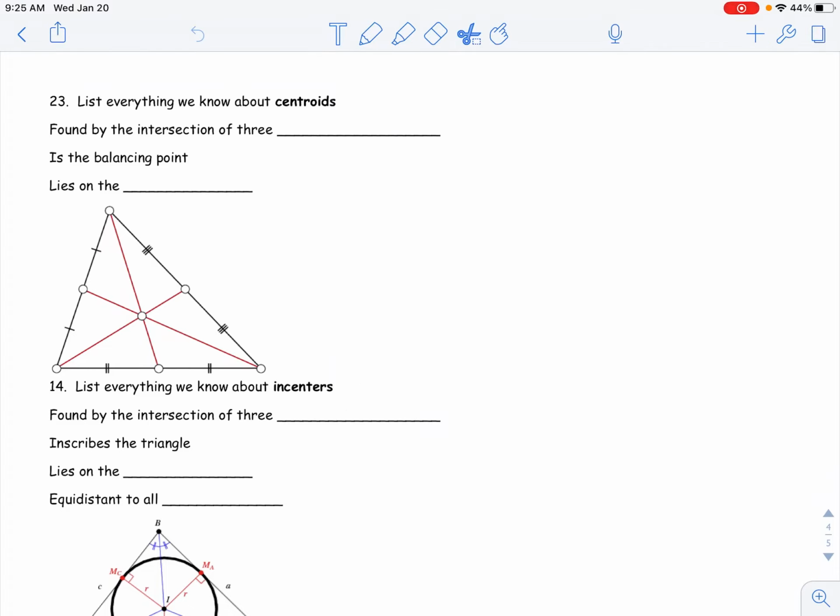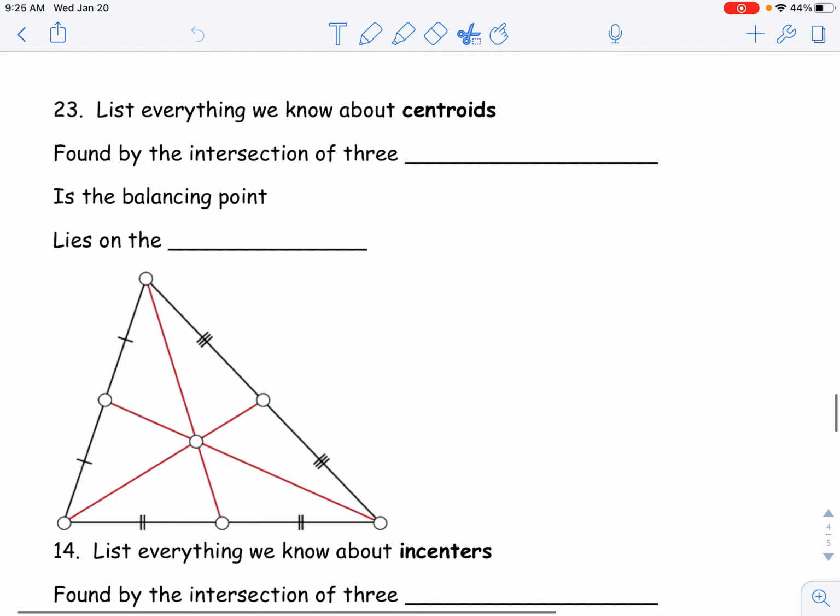All right, students, so now we're going to list everything we know about centroids. So now we're going to be talking about centers of a triangle. We have three centers to be focused on. And the centroid, remember, it is the balancing point, all right? So it's that right there. So if you cut out this triangle from your iPad, that would be the balancing point. That's where you would balance it.